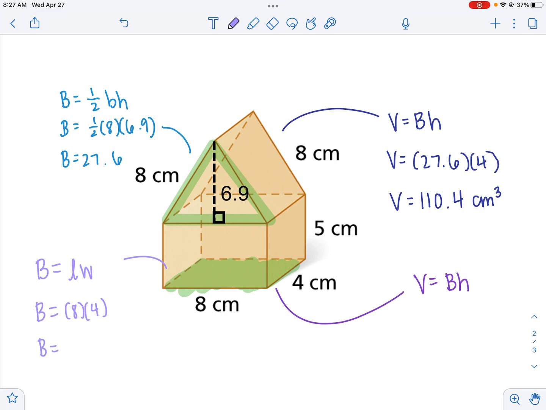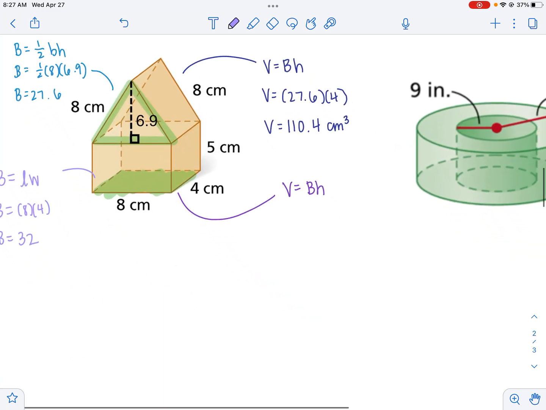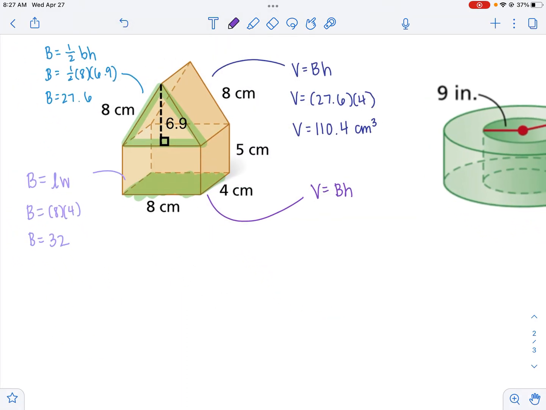And 8 times 4 makes that 32. So now as I come back over here, I know that the area of the base is 32. And remember that H stands for the distance from base to base. So how far apart is it from the bottom to the top? Well, from this base to that base, those are 5 centimeters apart. So 32 times 5 is 160 centimeters cubed.